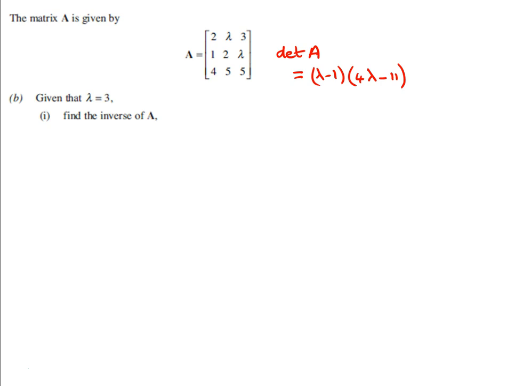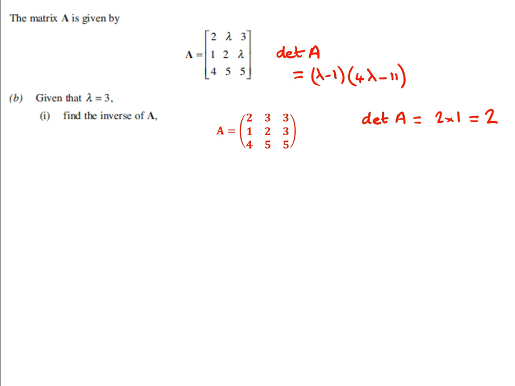So moving on to the second part of the question, we've got the matrix A again, but we're now told that lambda equals 3. And the fact that lambda equals 3 means that the matrix A is 2, 3, 3, 1, 2, 3, 4, 5, 5. It also means that we know the determinant of A is 3 take away 1, which is 2, times by 4 times 3 take away 11, which is 1. So the determinant of A is 2.